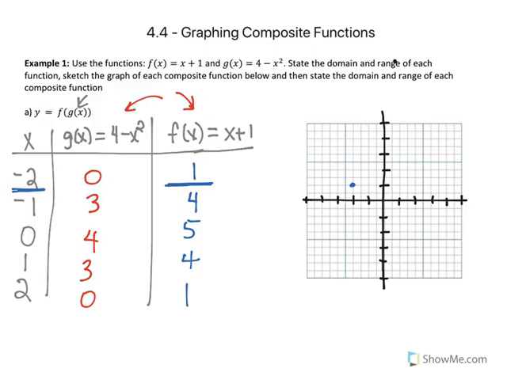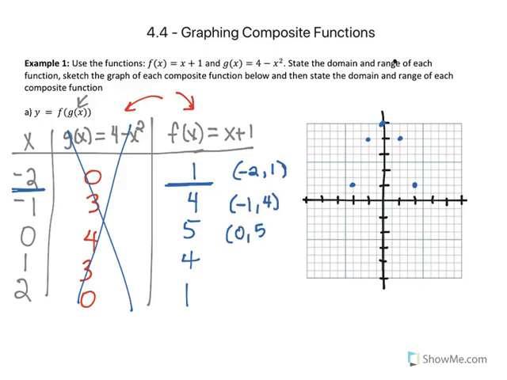Then we have -1 and 4. Then we have 0 and 5. Then we have 1 and 4. And then we have 2 and 1. So we don't graph these points. They just helped us find our coordinates. If you weren't sure on the coordinates, these are the coordinates. So it's the x value from the first column and the y value that we just evaluated. So here's our parabola.